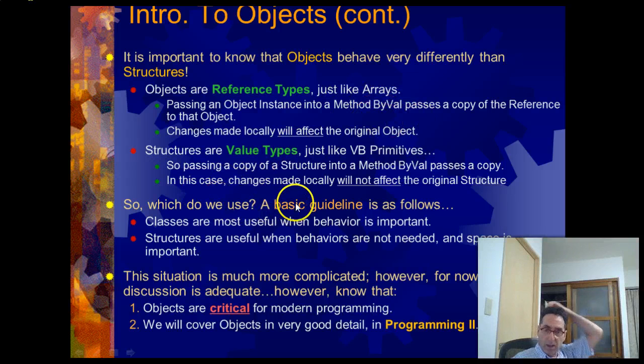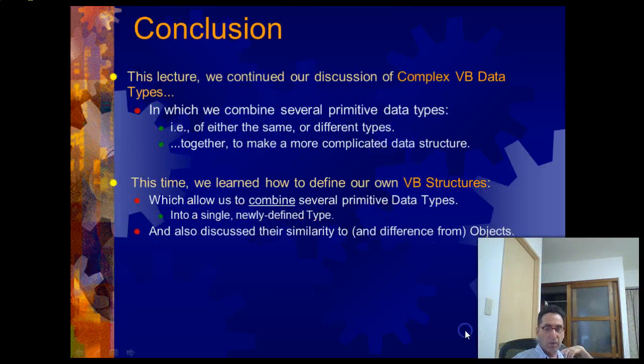So which do we use? A basic guideline is as follows. Classes are most useful. So which do we use? Do we use objects or structures? Classes are most useful when behavior is important. So he means classes, he means objects. I think he meant objects here. Structures are useful when behaviors are not needed, and space is important. This situation is much more complicated. However, for now, this discussion is adequate. However, know that objects are critical for modern programming, and we'll cover them more in programming two.